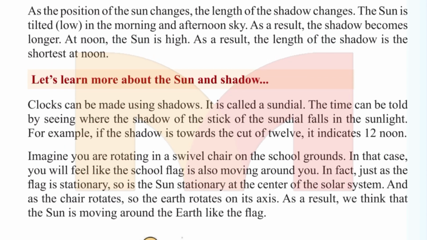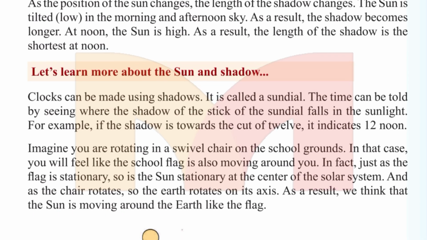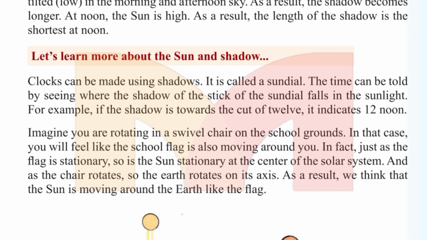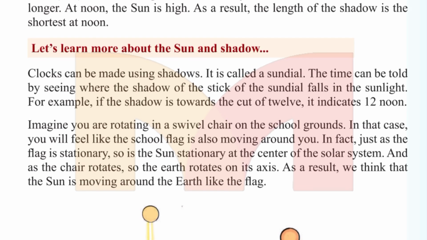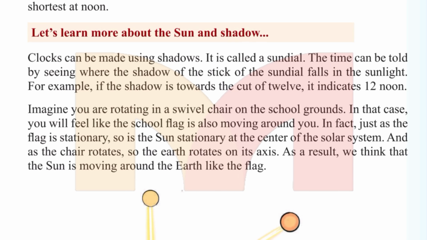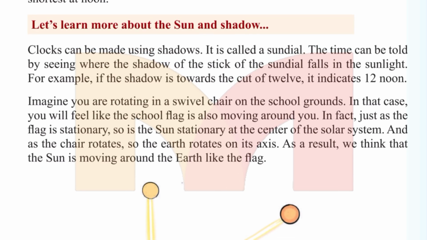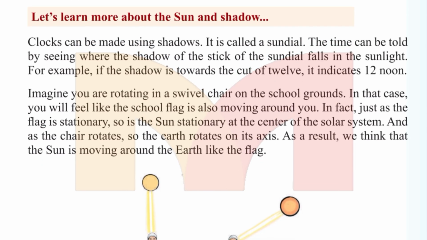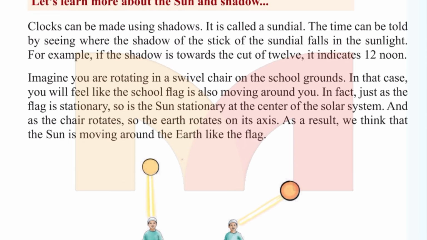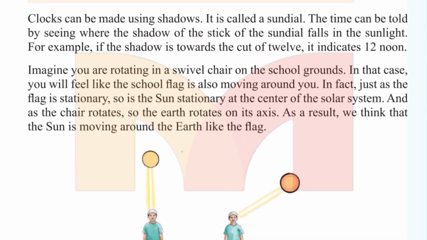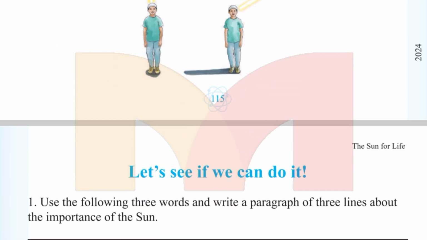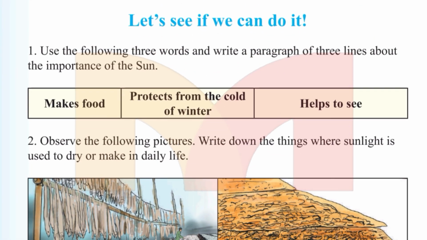Imagine you are rotating a swivel chair on the school grounds. In that case, you will feel like the school flag is also moving around you. In fact, just as the flag is stationary, so is the sun stationary at the center of the solar system. And as the chair rotates, so the earth rotates on its axis. As a result, we think that the sun is moving around the earth like a flag. See the image? Going to the next page, let's see if we can do it.